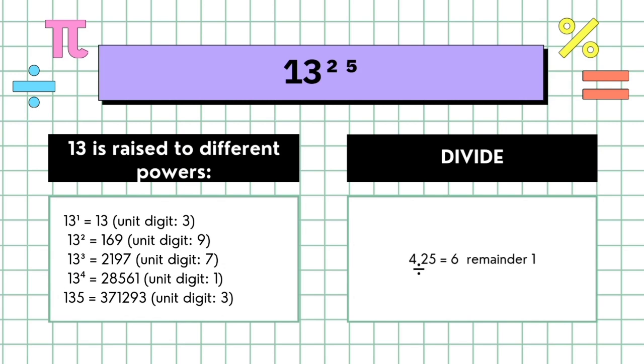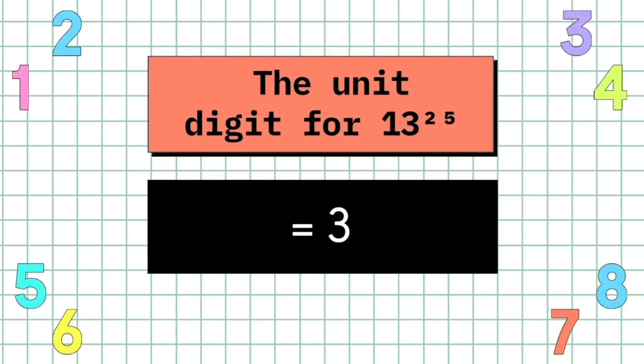So for the 13 to the 25th power, let us first observe the pattern of the unit digits when 13 is raised to different powers. As we can see, the unit digits repeat in a cycle of 4: 3, 9, 7, and 1. So since 25 divided by 4 is equal to 6, remainder 1, our remainder is 1, so look for 13 to the first power. As we can see here, the unit digit is 3. So the unit digit for 13 raised to the 25th power is equal to 3.